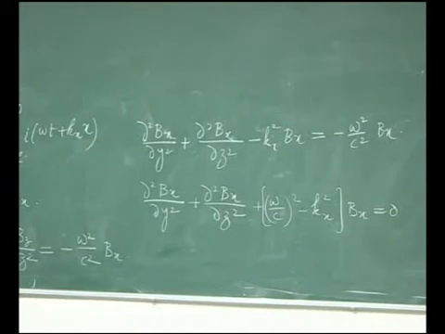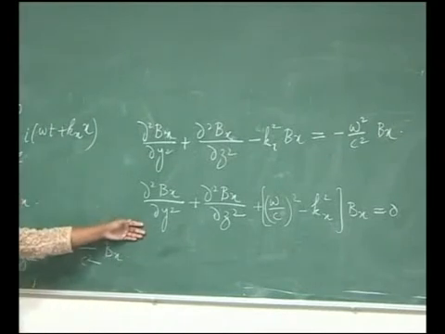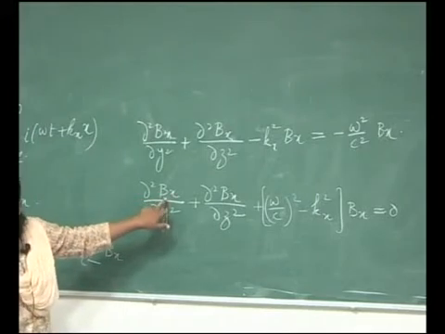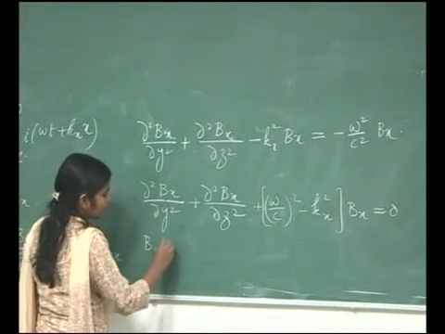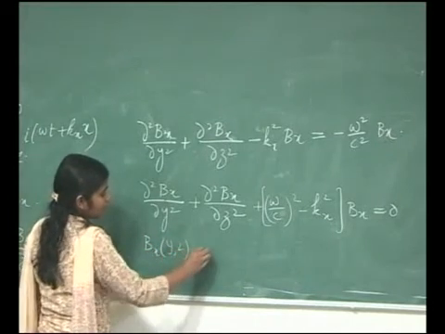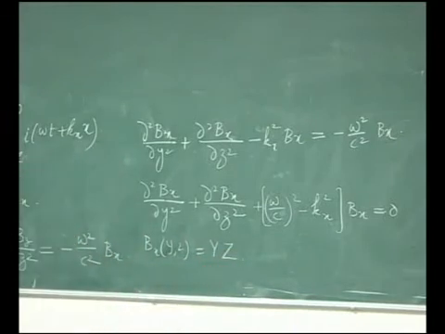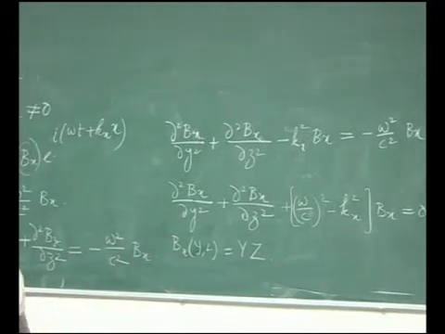Now, what I do, this is a second order partial differential equation, okay, where I know that Bx is a function of y and z. So, I can say that Bx(y,z) is equal to Y(y)Z(z), some parameters y and z. So, the moment I do this, this equation will look like this.